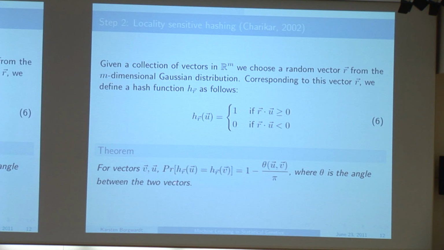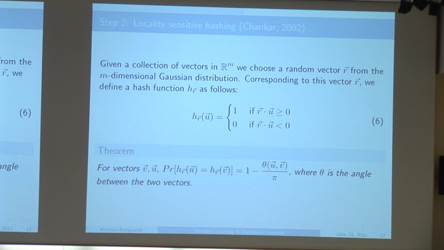The property is that the hash values of two SNP vectors u and v match with a probability which is larger the smaller the angle between these vectors in space. There's a very illustrative way of describing what is going on here. It's a geometric interpretation of what is going on.